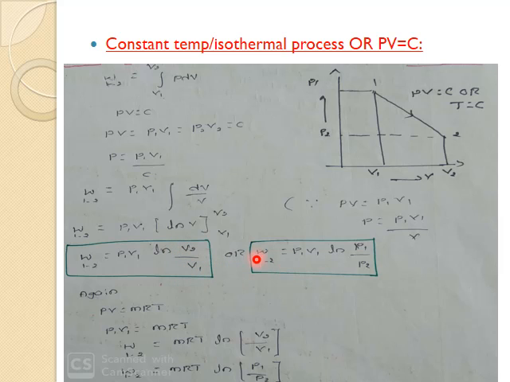This equation I can again rewrite like this: P1 into V1 ln of P1 by P2, because from this equation V2 by V1 equal to P1 by P2. Again, we know the ideal gas equation, which is PV equal to mRT. Then P1 V1 equal to mRT. Substitute this value of P1 V1, which is mRT, in this equation. So it becomes mRT ln of V2 by V1 or mRT ln of P1 by P2. This is the expression for work done in an isothermal or constant temperature process.